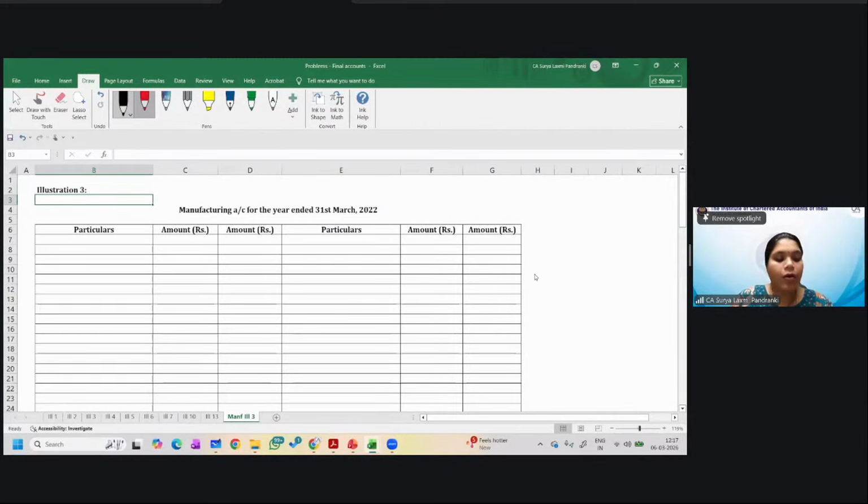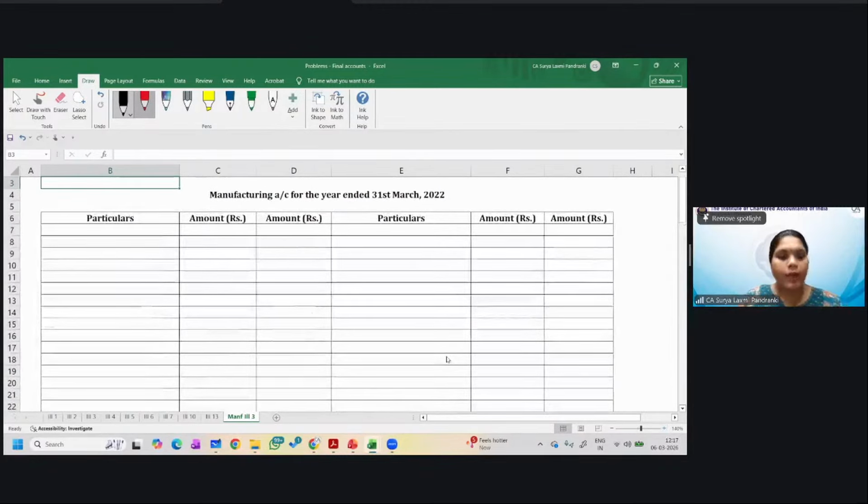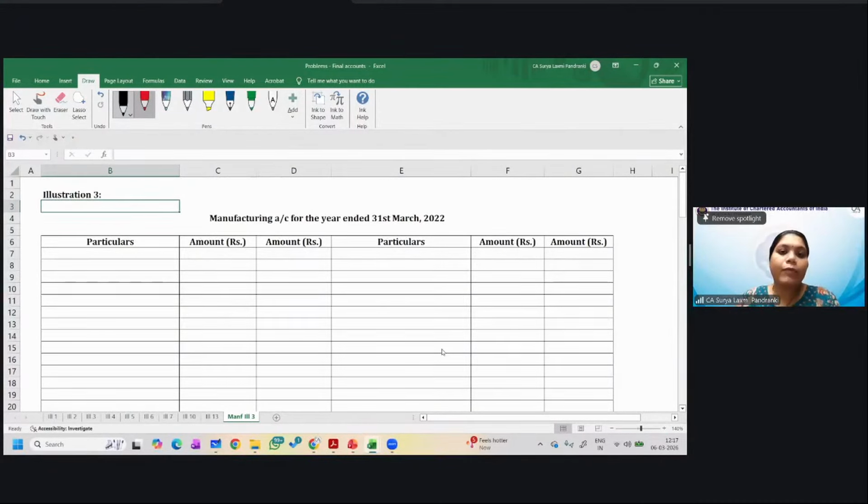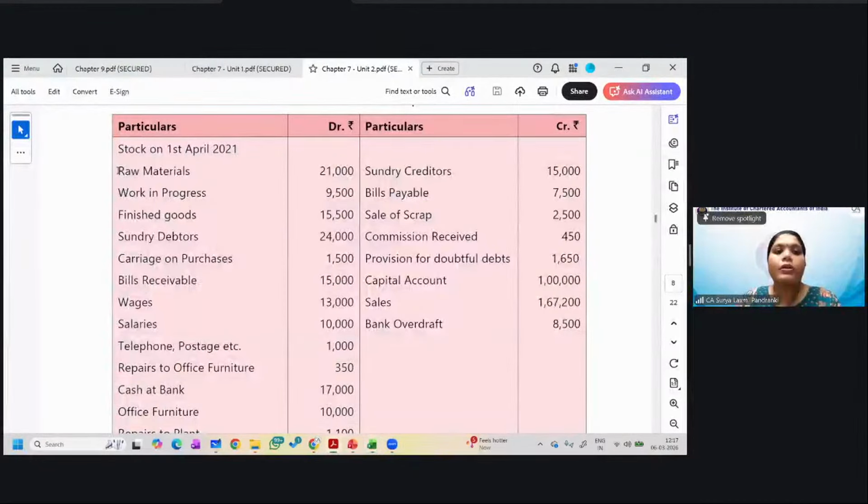Now, the same way we do our trading account, we will have to do this also in the same way, and we will start with opening stock. But here the stock will be what? What will be our opening stock? The raw materials and the WIP. That's the only difference we are going to have, right? Okay.